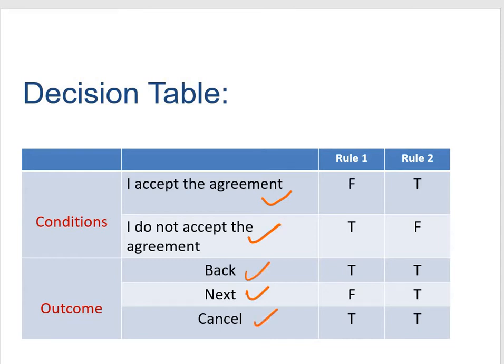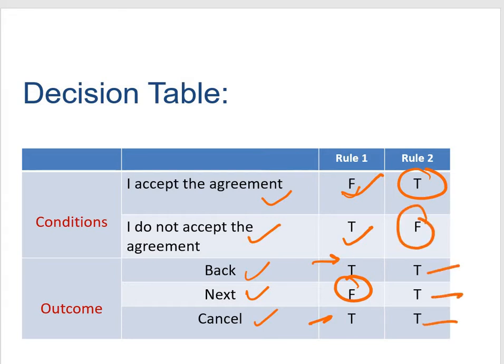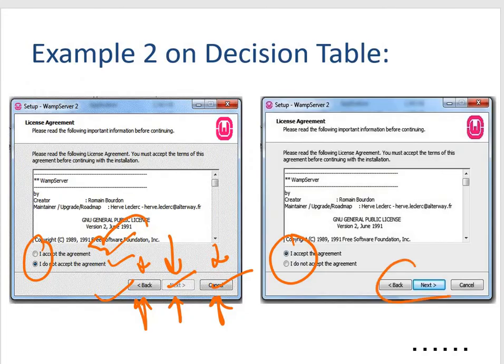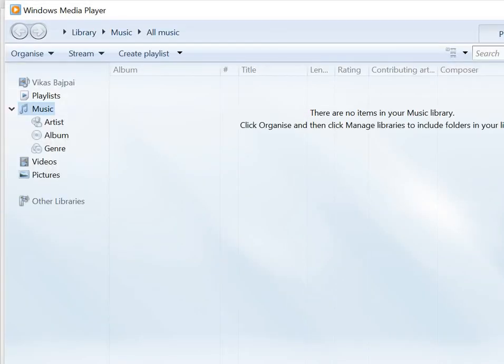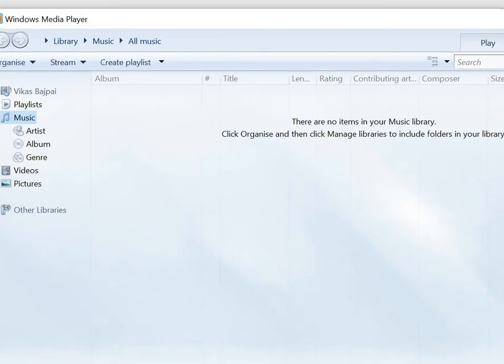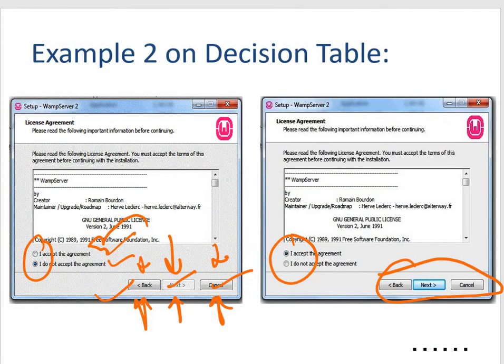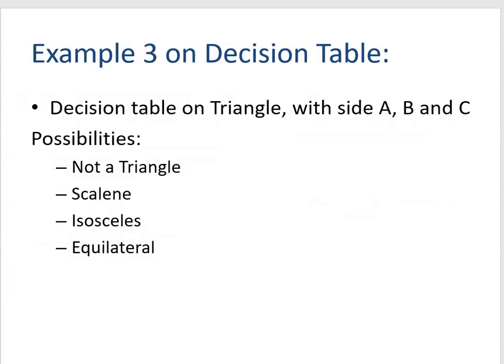When I accept, this is false and this is true. So in this case, initially in rule 1, I am not accepting, this is false, and I do not accept, this is true. So this becomes inactive. Both the things are active in this scenario. When I accept the agreement, which is true, and I do not accept, this is false, in that case all these things become true, right? This is the scenario.